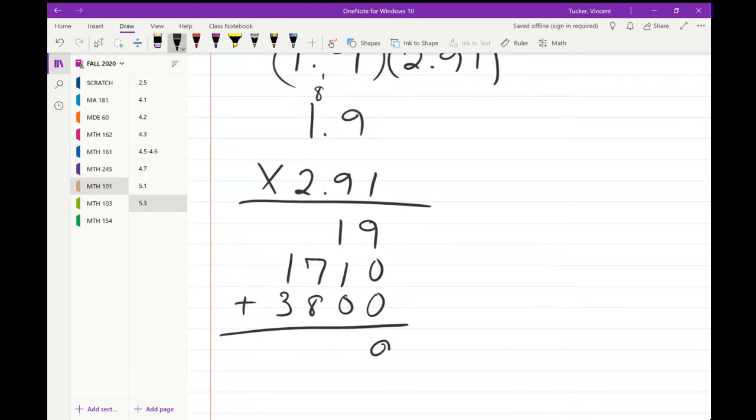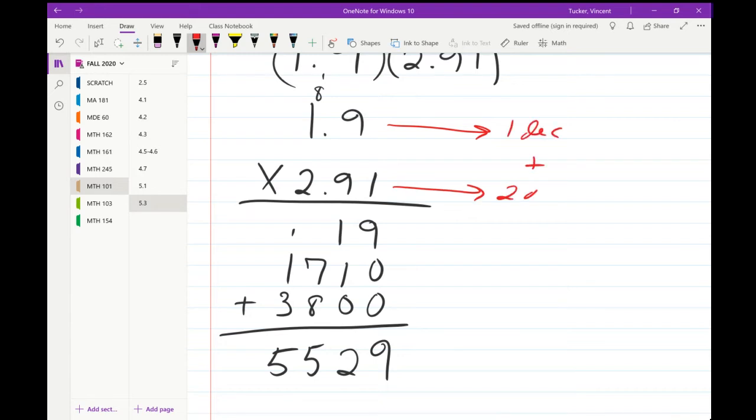9 plus 0 is 9. 1 plus 1 is 2. 7 plus 8, 15. Carry a 1. 1 plus 1 is 2 plus 3 is 5. Now, once again, we want to figure out where our decimal is supposed to be. One decimal here, two decimals here. That would be three decimals. Final answer.